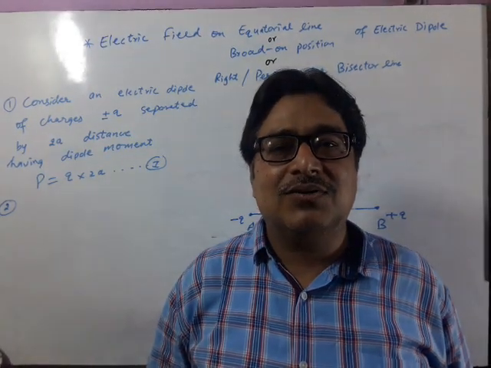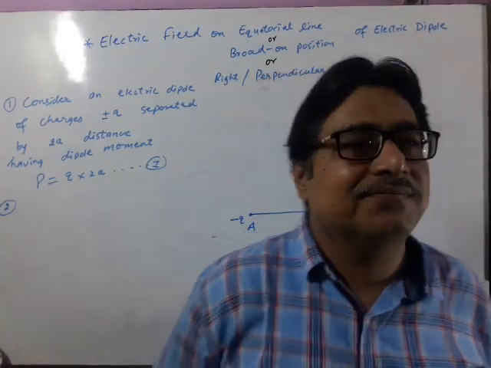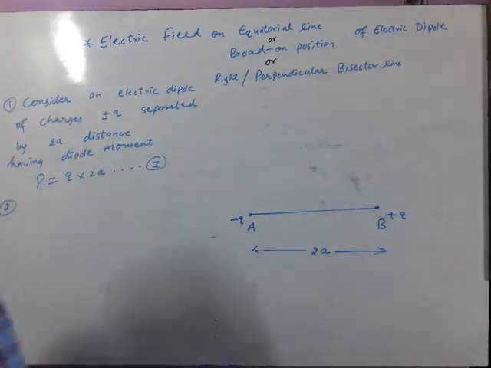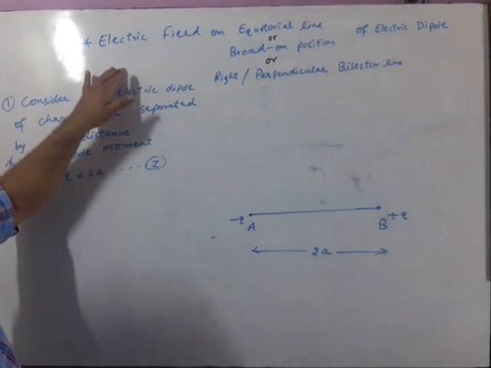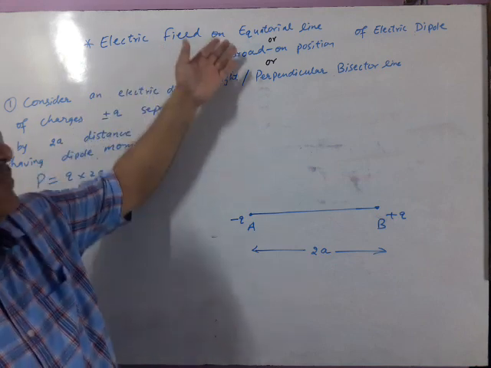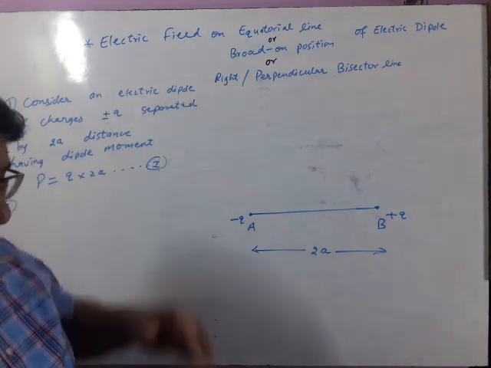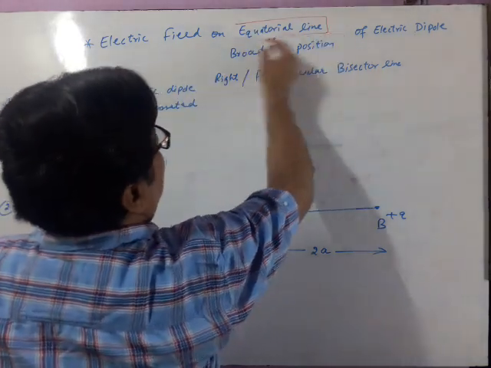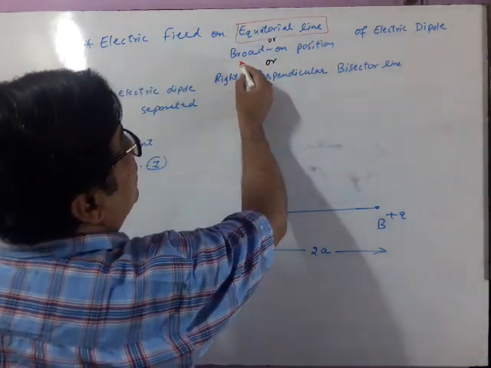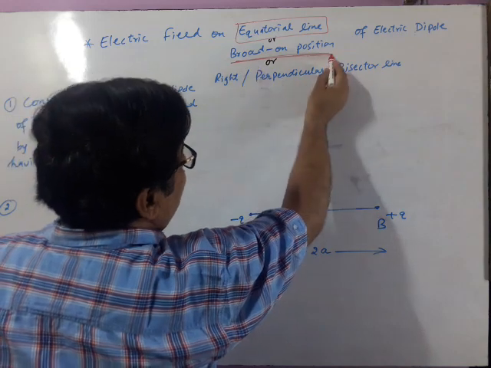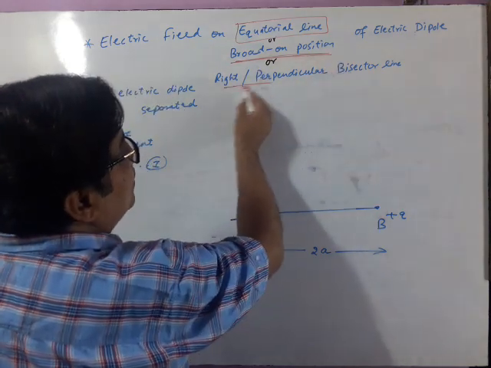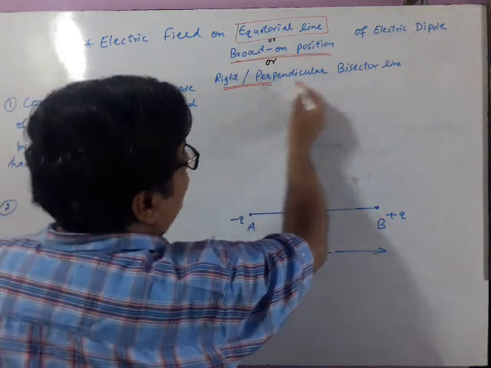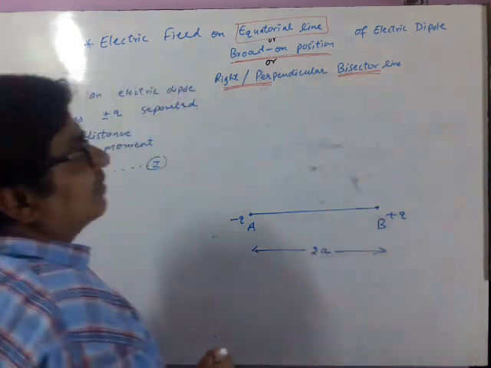Electric field on equatorial line of electric dipole. Now first of all, remember three names of the same topic. Electric field on equatorial line of electric dipole, also called broad-on position or right or perpendicular bisector line.